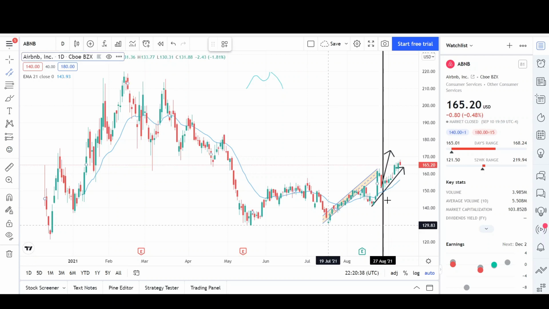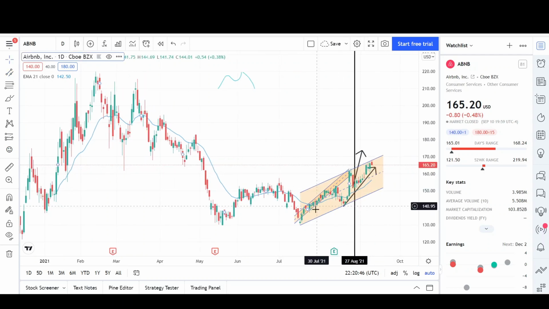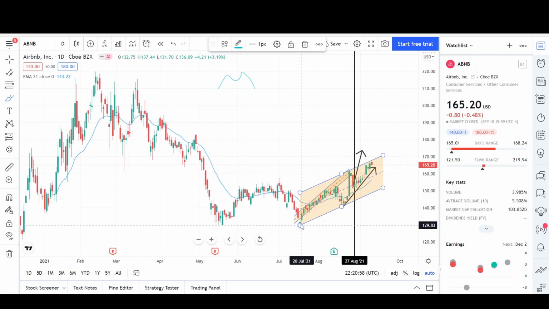So I think this channel could be in play right here. Let me go ahead and drag it up. It looks like this channel is in play. It's not validated yet because there's only two touches on the lower side, and we do have two touches on the higher side, but a third touch would give me more confidence to believe that this channel is validated. So we would need to see a bounce over here.